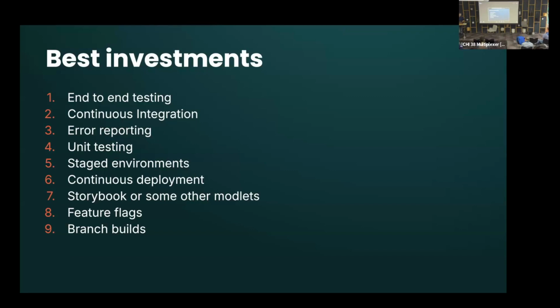Feature flags, I think most people understand what those are. And then branch builds. Branch builds are like a combination of continuous deployment and continuous integration. So if you make a branch, it will build a whole environment for that branch that I, as a product person, can check out, or people can look at and experiment with. Can be a little bit expensive, but worth it.